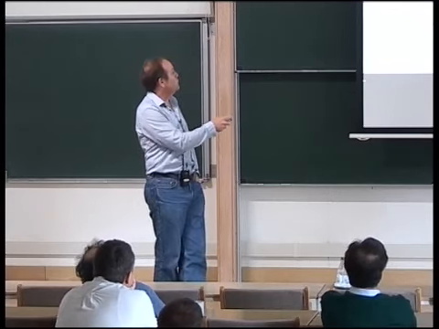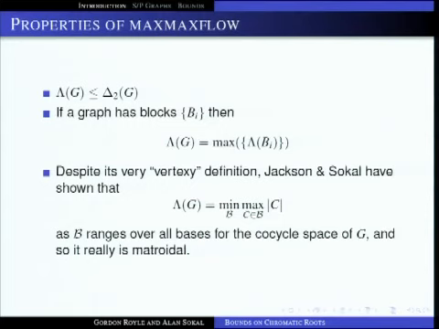It is also matroidal, even though its definition is very vertexy, and matroids don't have vertices. You can define it as a minimum over all bases of the maximum element of the cocycle space, the largest cocycle in that basis. So it is a matroidal thing. I mean, this is just a matroidal definition. For binary, yeah, but I'm just actually defining it here for a graph, right? But I'm just defining it without using the word vertex.